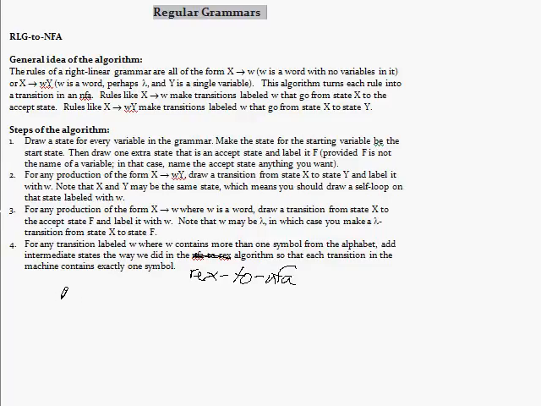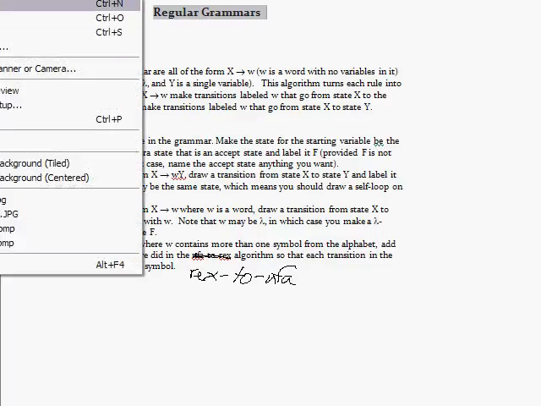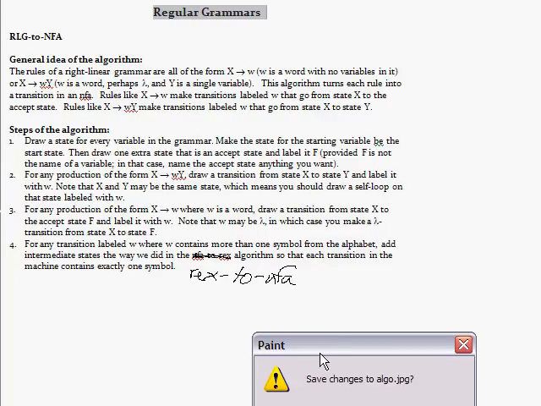Now, let me do an example. There is an example on your worksheet, so you can look at that example. Let me just make a little copy of it here. Here are the rules for that grammar. Okay, this example is in your worksheet. It's the first one. Let's draw this together.